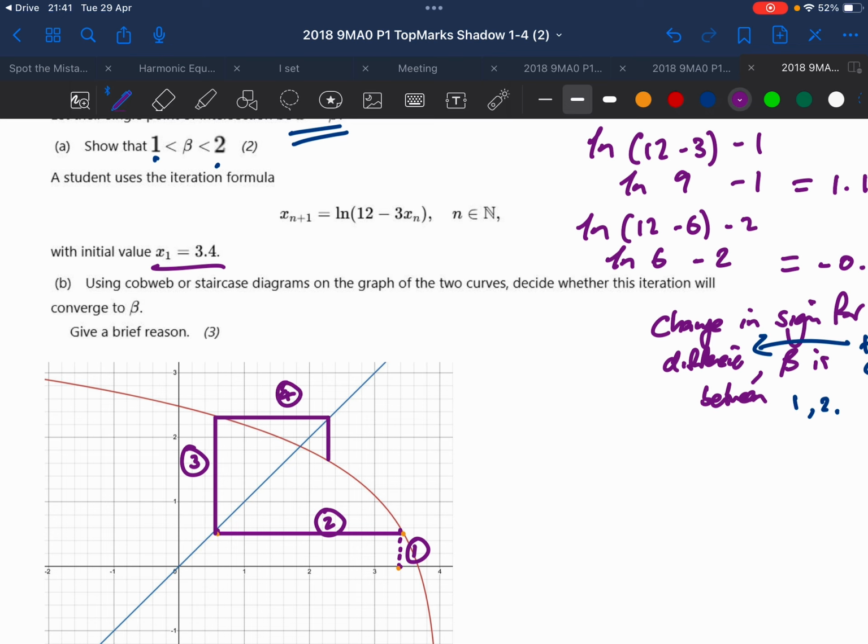And if we keep following this pattern, can you see that we are, in fact, going to converge? So it is a cobweb. Yeah, it is a cobweb diagram.